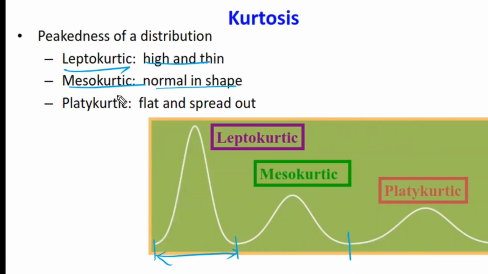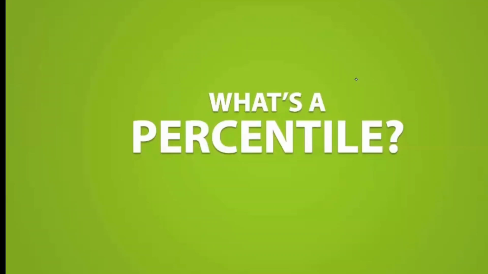The kurtosis and skewness tell us the shape of the data. Both of them tell about the shape of the data. That is the reason both of them are called measures of shape. Both come under measures of shape. Right? Is that clear, guys? Now, the next one is called percentile.